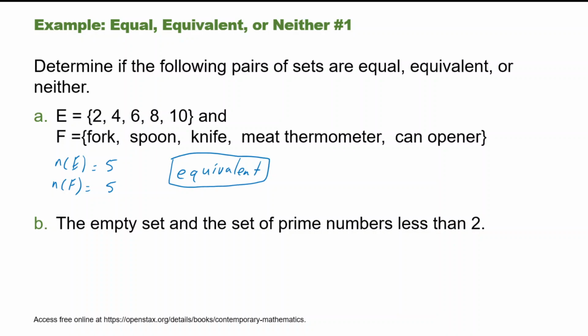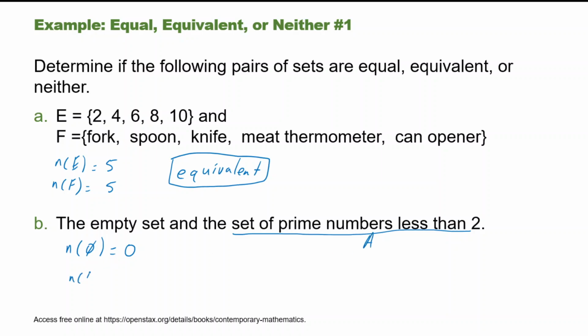Part B, the empty set and the set of prime numbers less than 2. Well, the empty set is exactly, well, empty. It has 0 items in it. So N of the empty set equals 0. And then whatever we want to call this set over here, I'm going to call it A. The set of prime numbers less than 2.